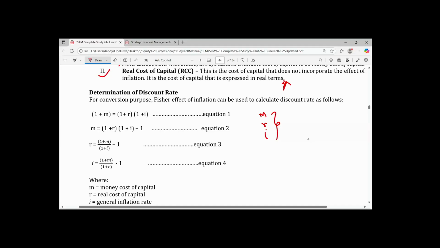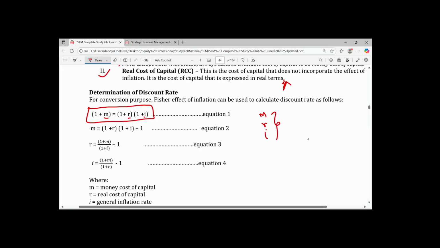This is the original equation, as stated by Fisher. Now, M is the money cost of capital, R is the real cost of capital, and I is the general inflation rate.